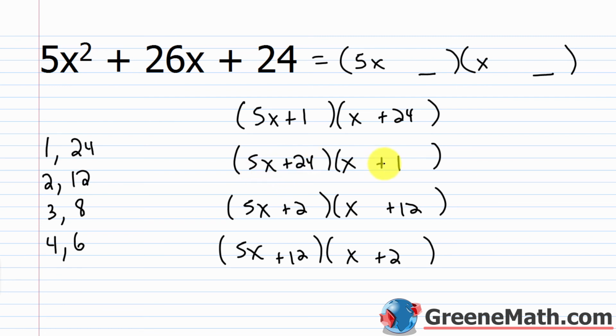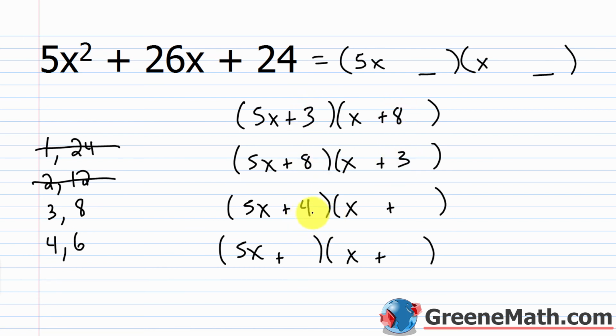The outer here, 5 times 1 is 5. The inner, 24 times 1 is 24. 5 plus 24 is 29, so that's not going to work. So this one is eliminated. Then for this one, 5 times 12 is 60. The inside, 2 times 1 is 2. So that's 62. That's not going to work. 5 times 2 is 10. 12 times 1 is 12. 10 plus 12 is 22. So that's not going to work. So you can get rid of all of those scenarios. None of those work. And now we can go on to 3 and 8.